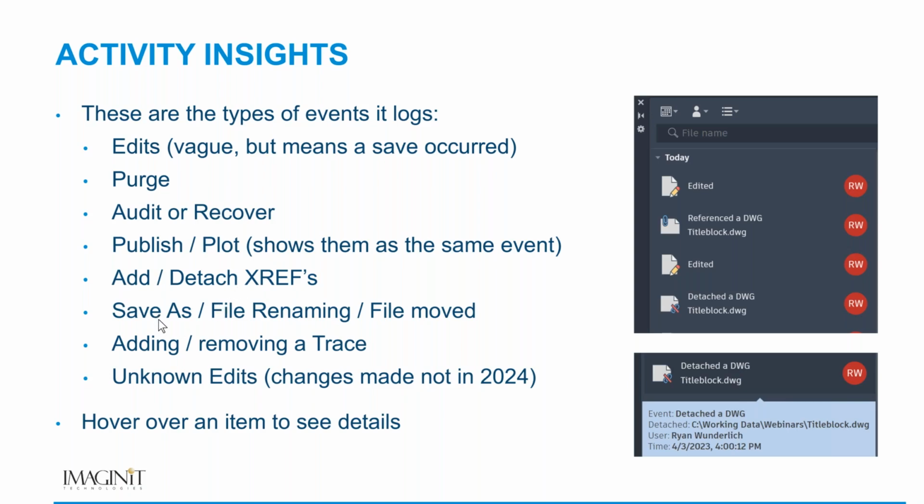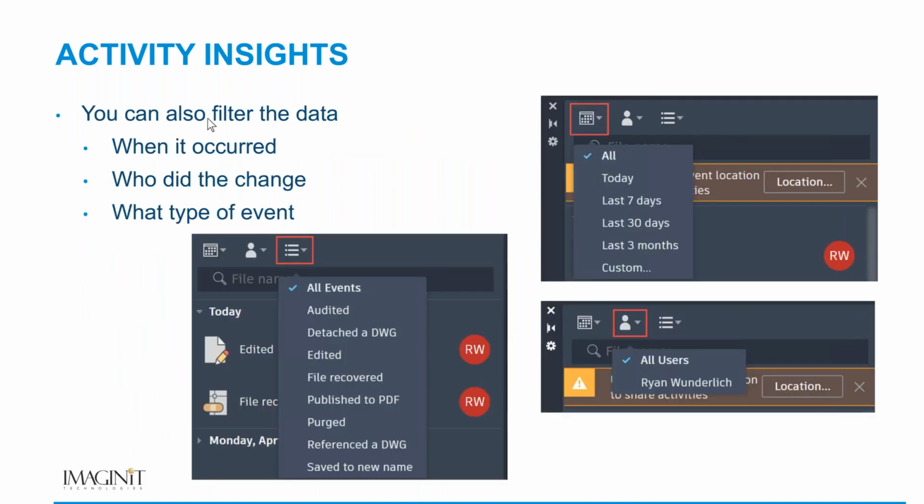It will show when you do a file save as, when you rename the file, or if the file's been moved. It will show you adding and removing a trace, and it will show unknown edits. So if I open up this drawing in 23, and I'm going to show you that in just a minute, and make a save, and I reopen the file in 24, it will show that there's an unknown edit with no name on it. And you simply hover over an item to see the details. So when you're in this palette here, you can also filter for events. So you can filter by all events. So these are the things that I've been able to discover so far, that it's been audited, detached, edited, recovered, published to PDF, purged, reference drawing, saved to a new name.